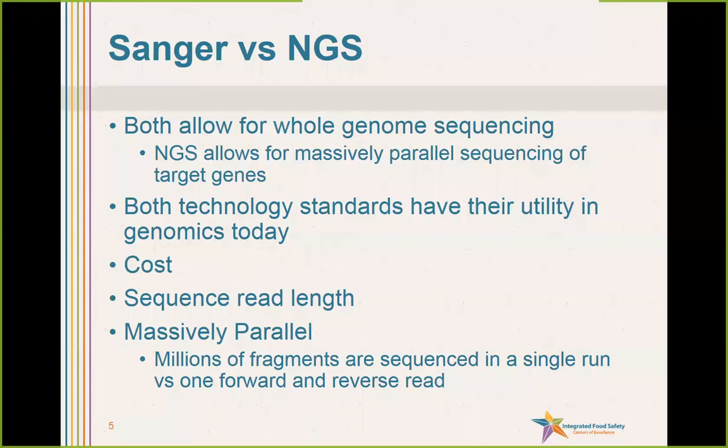The sequence read length is another differentiator between Sanger sequencing and next-gen sequencing for most platforms. The PacBio or the Oxford Nanopore both produce long reads, but they come at a price. With Sanger sequencing, you can obtain reads of about 700 to 800 nucleotides, which are longer reads than you can get with Illumina, but shorter reads than you can get with PacBio. With next-gen sequencing, you have massively parallel sequencing occurring at one specific moment. Millions of fragments are sequenced in a single run, versus with Sanger sequencing, only one forward and one reverse read occur at one given moment.